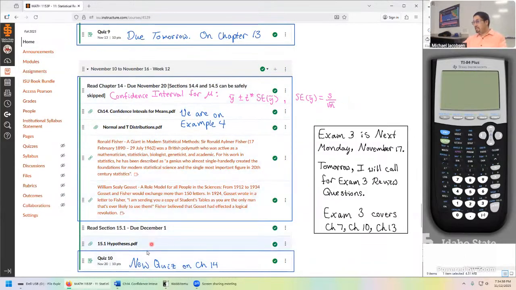Just know as a reminder, because this is different this time, the quiz 10 chapter 14 problem is not on the third exam. So we're not going to use this formula here. We'll be using the chapter 13 formulas.